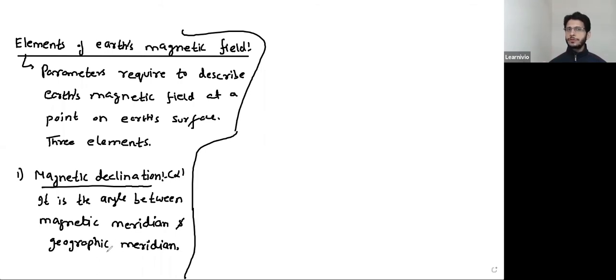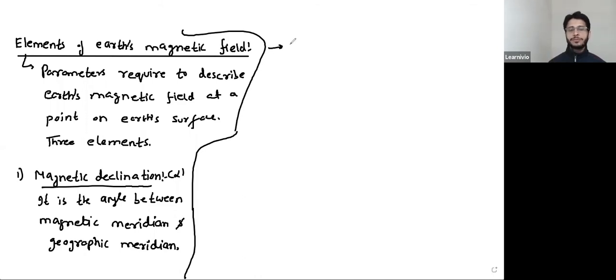The geographic meridian is always fixed, but the direction of the magnetic meridian keeps on changing, because the magnetic meridian is the plane passing through your bar magnet. Whatever direction your bar magnet is aligned in, your plane would be in that direction. So this direction of the magnetic meridian keeps on changing. That's why the angle between the magnetic meridian and the geographic meridian keeps on changing with respect to the location on the surface of Earth.